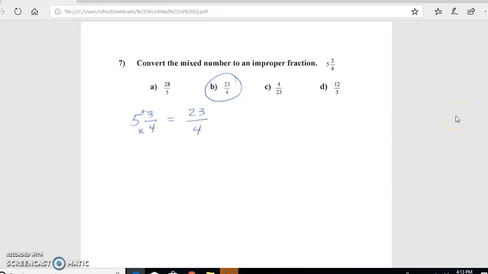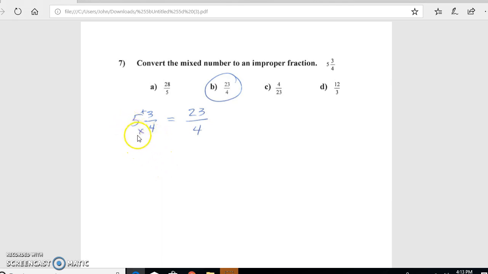This is the fractions practice test, and here we're looking at problem number 7. The problem states convert the mixed number to an improper fraction, and the mixed number here is 5 3/4, and we want to change that into an improper fraction.